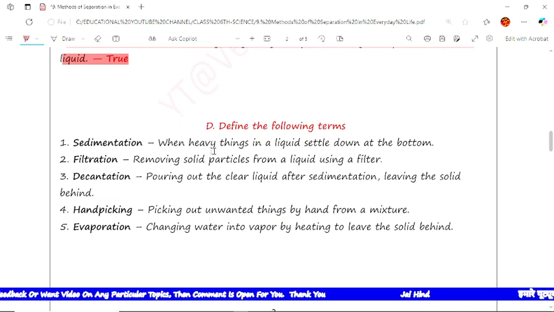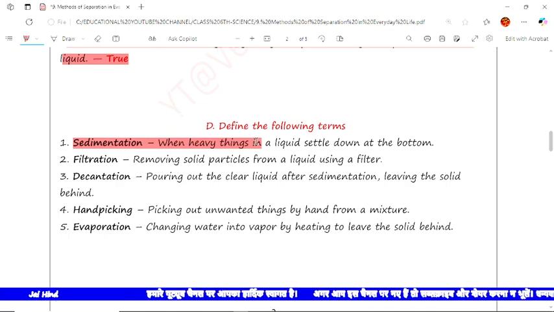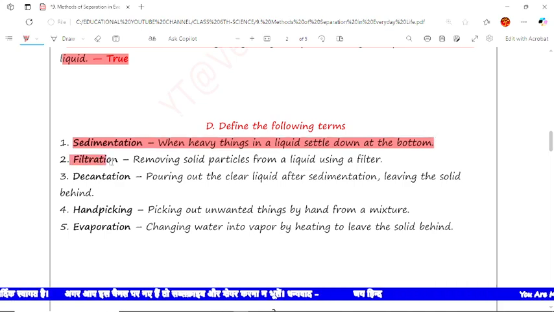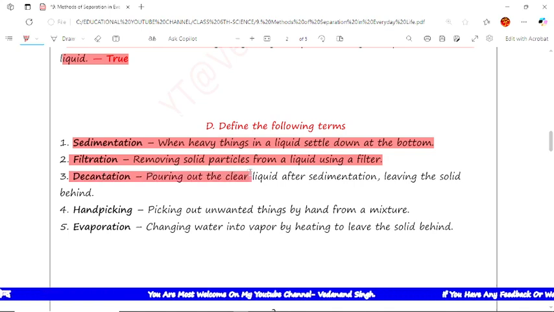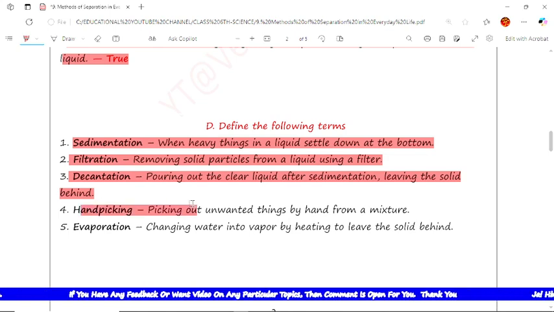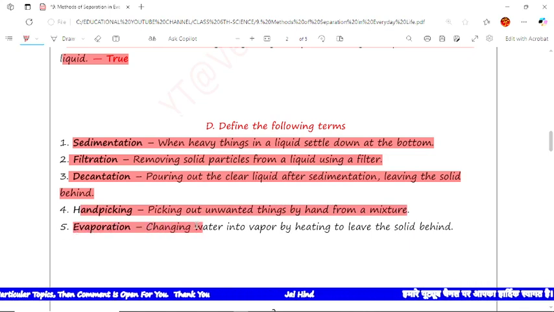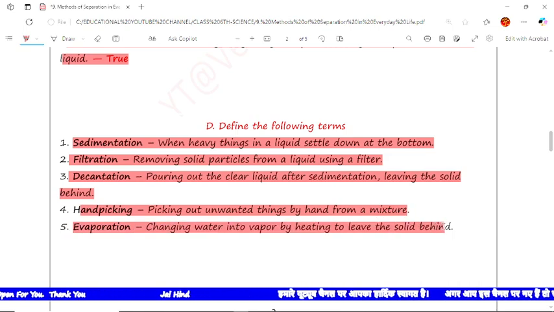The next question is, define the following terms. Here terms are given, and on the basis of each term we have to give the proper definition. First is sedimentation. When heavy things in a liquid settle down at the bottom, that is sedimentation. Next is filtration. Removing solid particles from a liquid using a filter is filtration. Next is decantation, means pouring out the clear water after sedimentation, leaving the solid behind. The next is hand picking, picking out the unwanted things by hand from a mixture. Next is evaporation, changing water into vapor by heating to leave the solid behind.